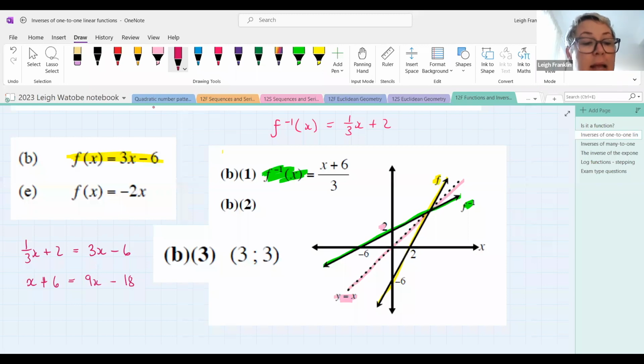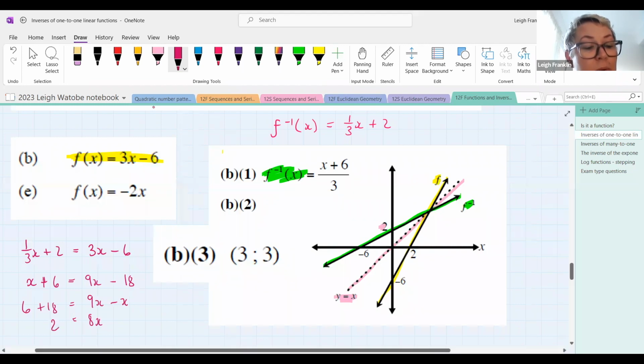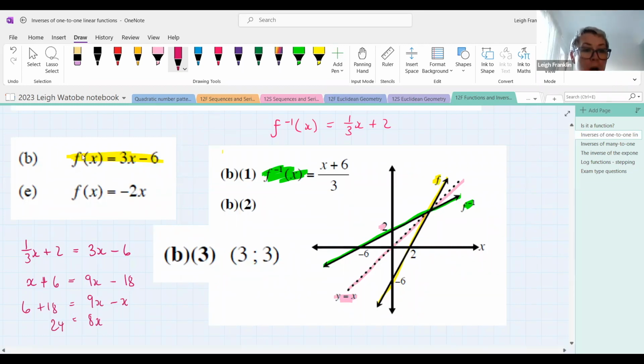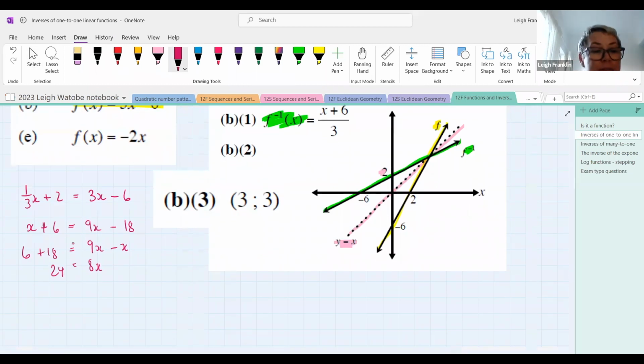All right. Now I'm going to put x's on one side and numbers on the other side. So if I leave my 9x here, I'm going to bring my other x over. And then I'm going to leave 6 here and take my 18 over to the other side. So 9x minus x is 8x, and 18 minus 6 leaves me with 24. And now I'm going to divide both sides by 8, which means that x would be equal to 3.